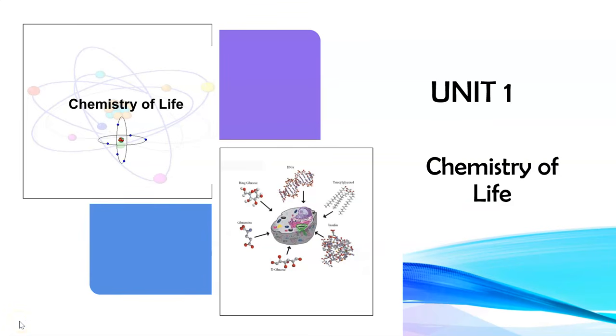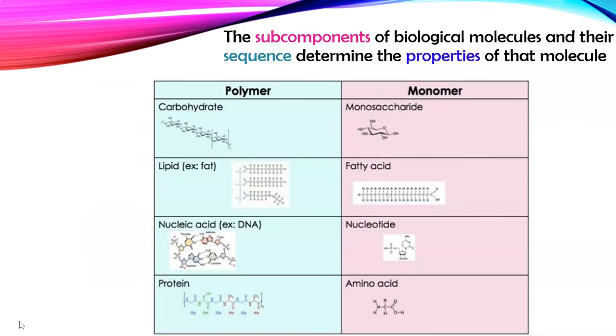Okay, so here is a review of AP Bio and Unit 1. It includes all of the essential knowledges listed in the course curriculum. Okay, so the first one says the subcomponents of biological molecules and their sequence determine the properties of that molecule.